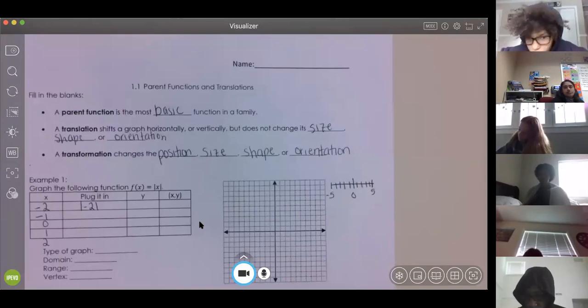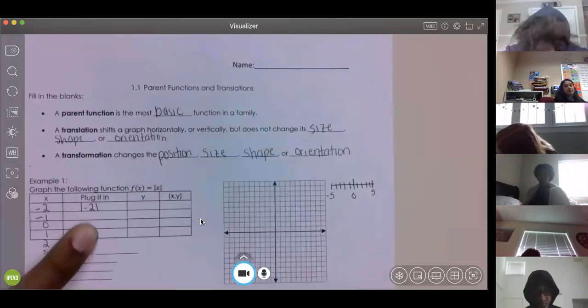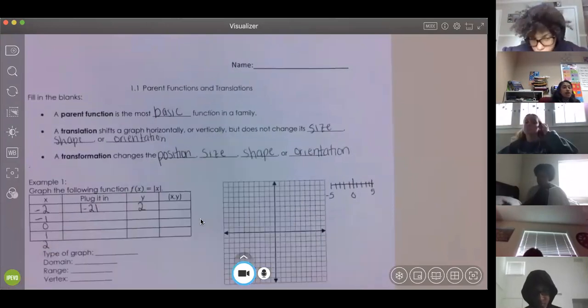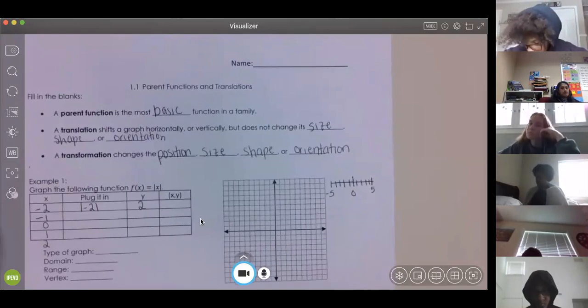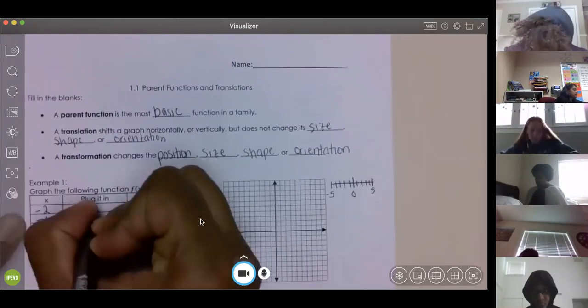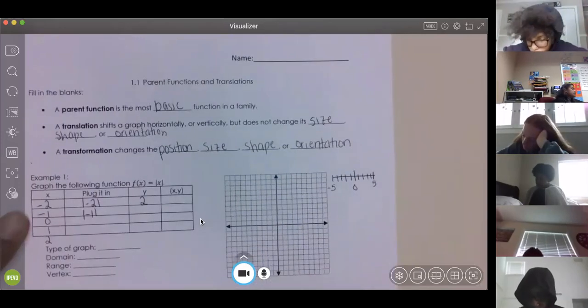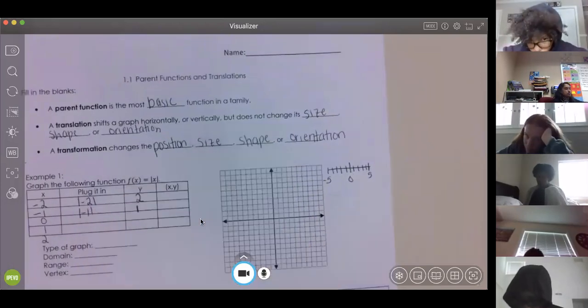All right, great question. So the absolute value of -2, you're going to ask yourself how many spaces away from 0 is -2? It's 2 spaces away from 0, so that means your output, or your y, is going to be 2. And then you're going to plug in -1, so the absolute value of -1. How many spaces away from 0 is -1? It's going to be +1. Remember, your outputs always have to be positive for absolute value because you're talking about distance.